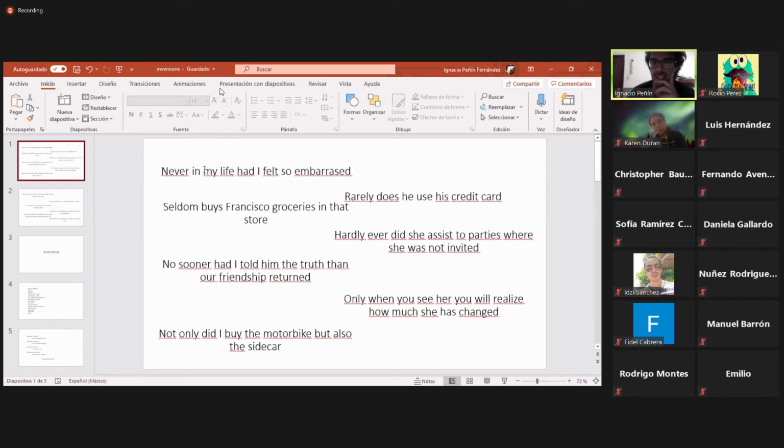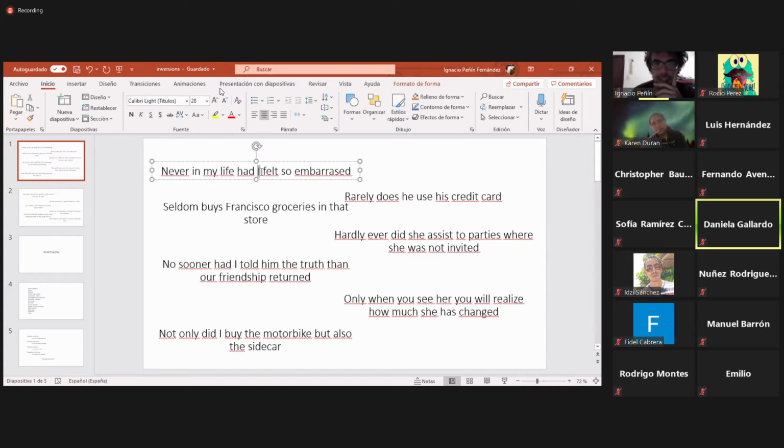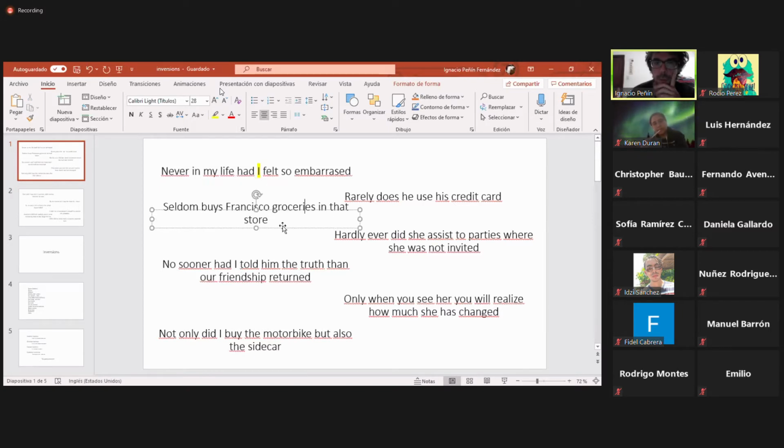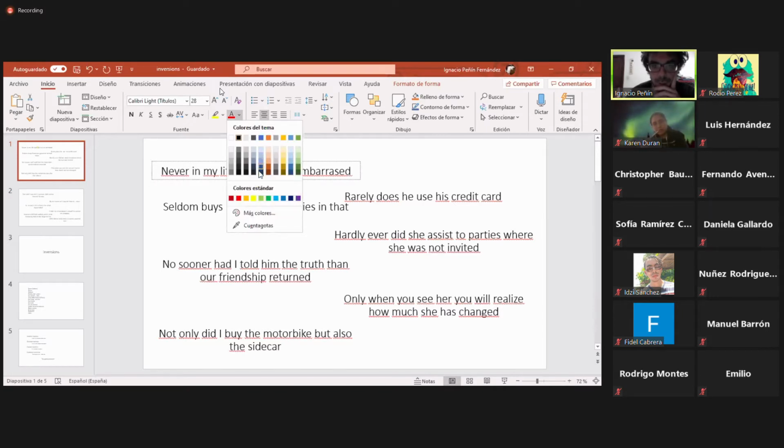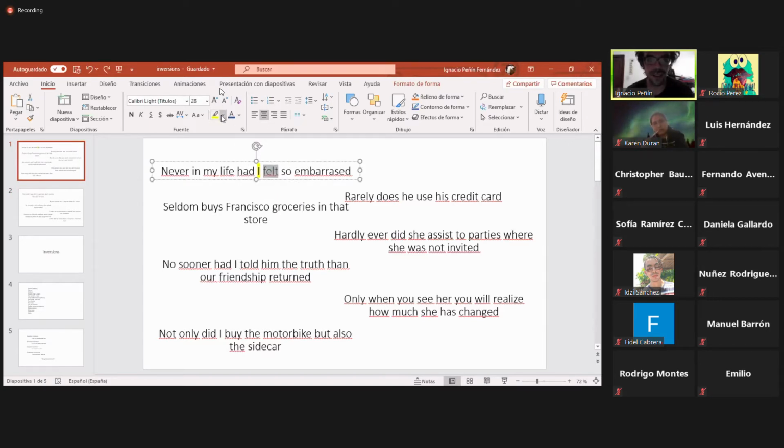What is the subject in this sentence? I. I, okay. I is the subject. What is the verb? Felt. Okay, yes, felt is the verb. I will put this in blue. Okay, but this sentence has also an auxiliary verb for felt. What's the auxiliary verb? Have. Okay, I will put that in red.